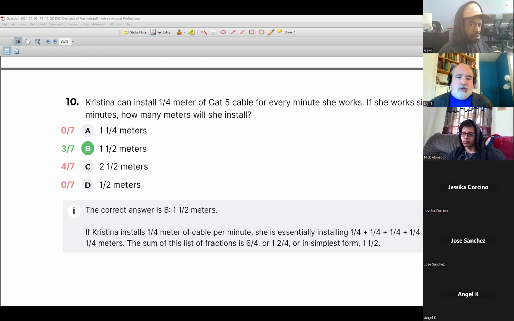Okay. This is the last one now. Christina can install a 1/4 meter of Cat5 cable every minute, right? So we have 1/4 meter per minute, and she's going to work for how many minutes? 6. So what am I going to do? What math operation do I want to do here?